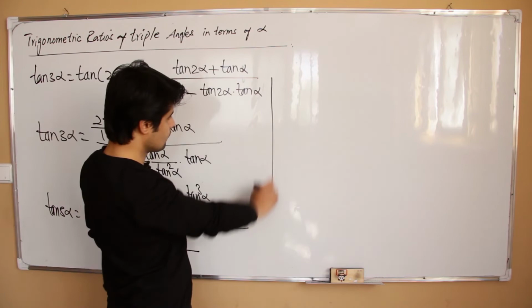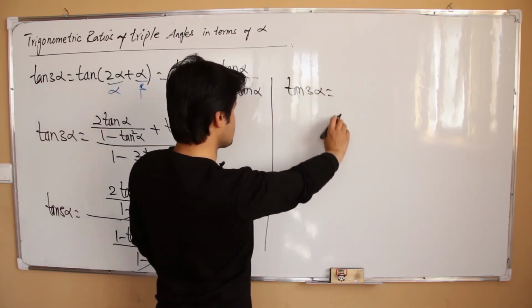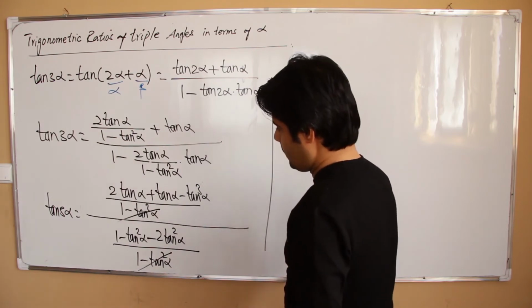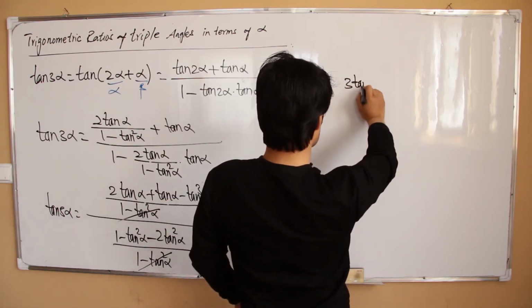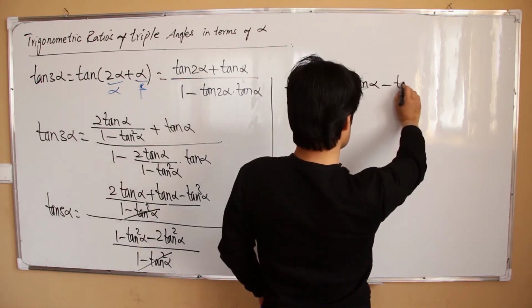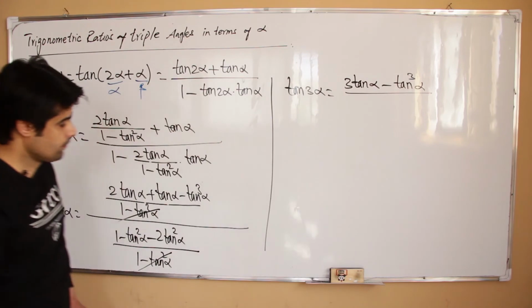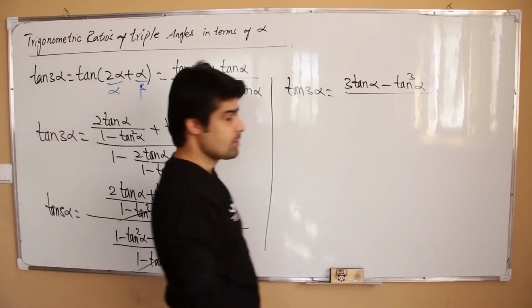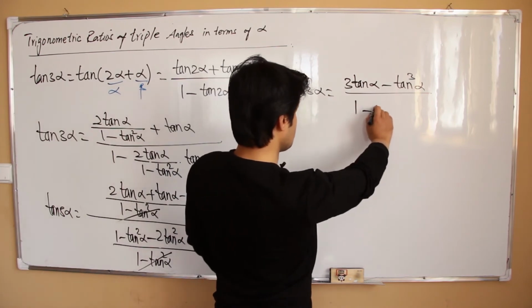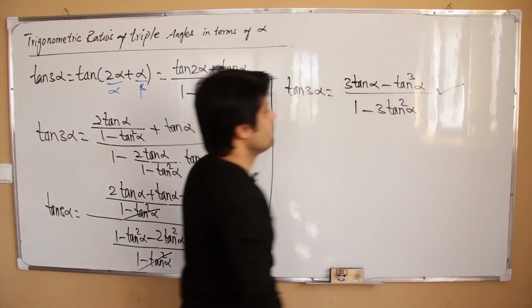Now tangent of 3 alpha is 2 tangent plus tangent, 3 tangent minus tangent cube, divided by 1 minus tangent square minus 2 tangent square, minus 3 tangent square, 1 minus 3 tangent square of alpha.